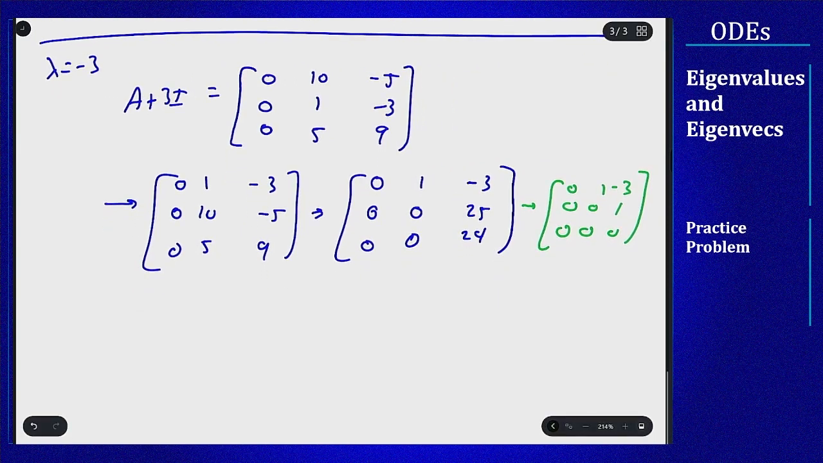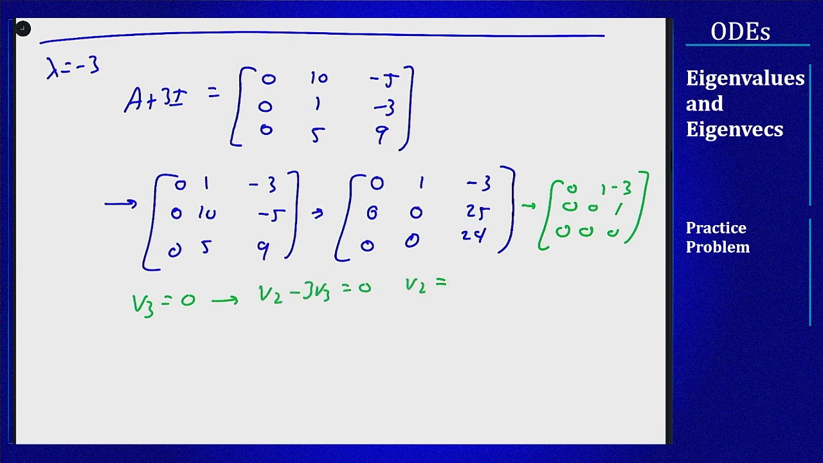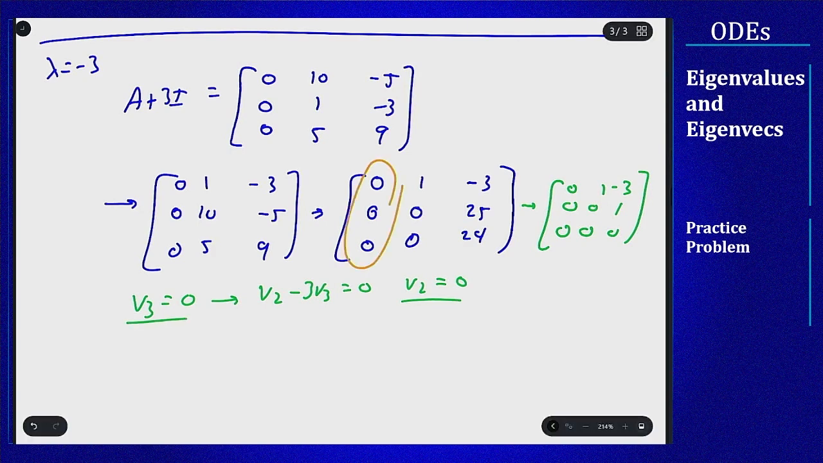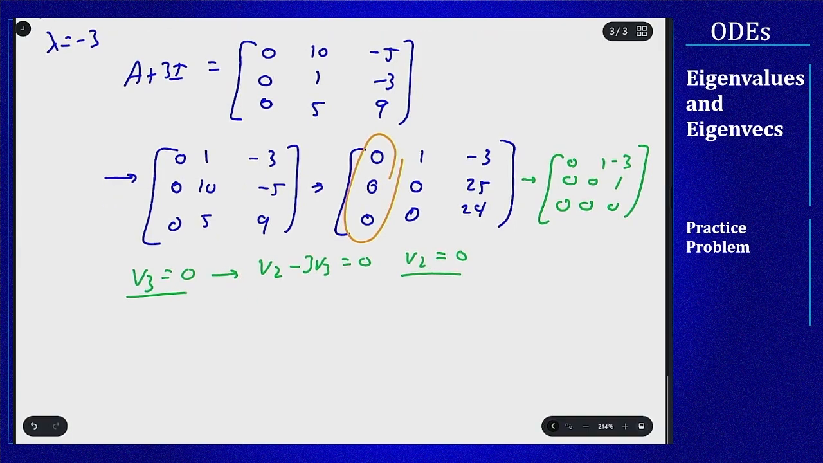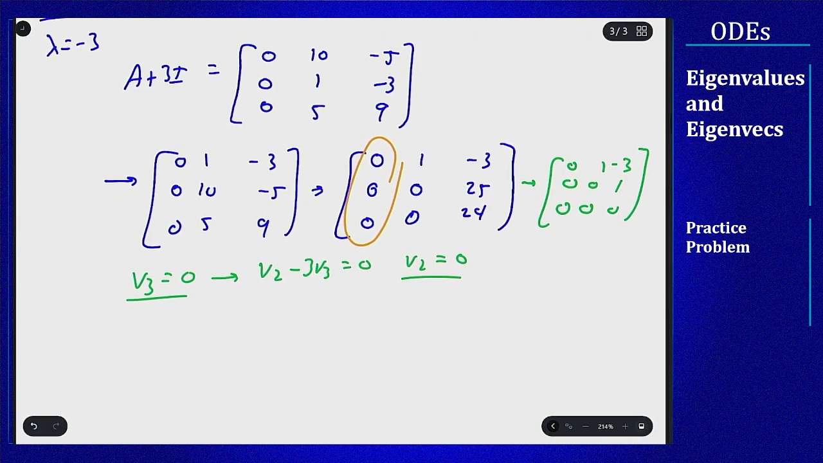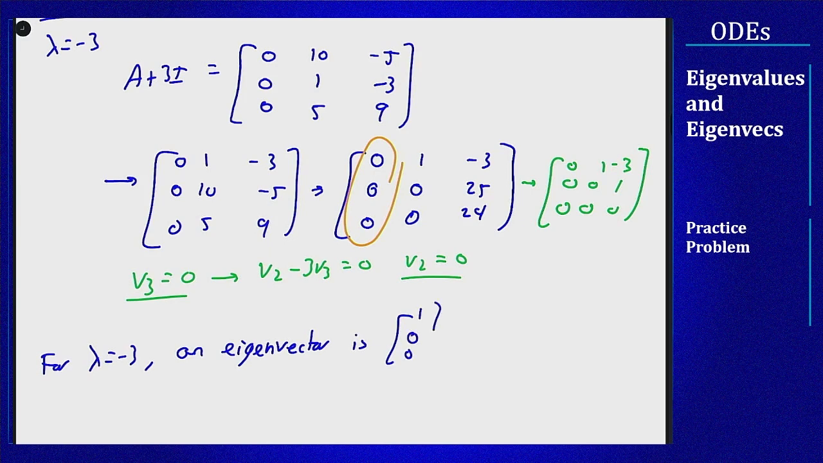What that tells me is that v3 equals 0, and then v2 minus 3v3 is 0, so v2 is also 0. v1 I have had no constraints on the whole time, so v1 can be anything, so I can make it 1. And so what I get for an eigenvector here is (1, 0, 0).